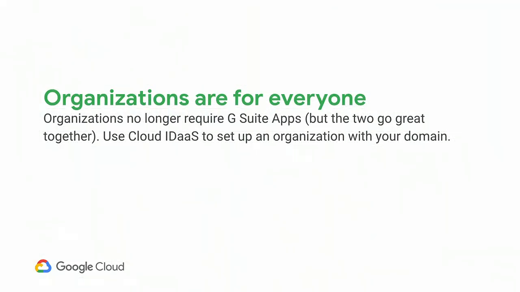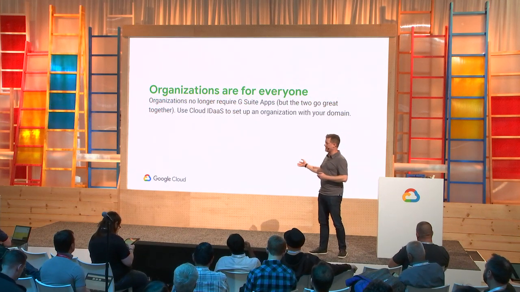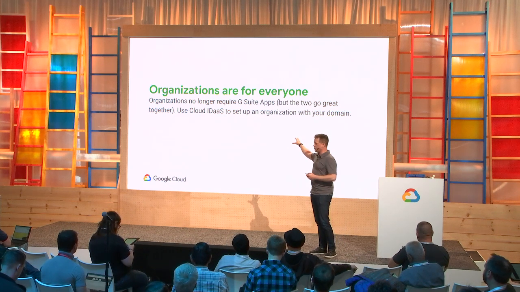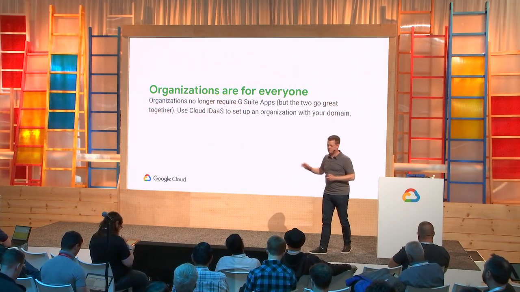So the takeaway from this section, from a control and policy perspective, organizations are for everyone. They're a great thing to turn on, whether or not you use G Suite and all of the other apps that sit alongside in a domain. Anyone can turn on an org and its associated identity as a service for free. And that's a great best practice.